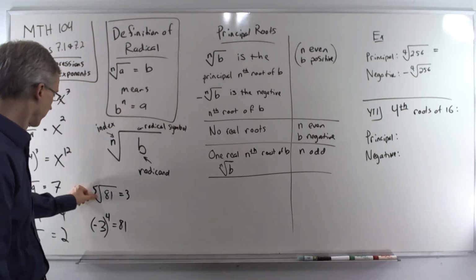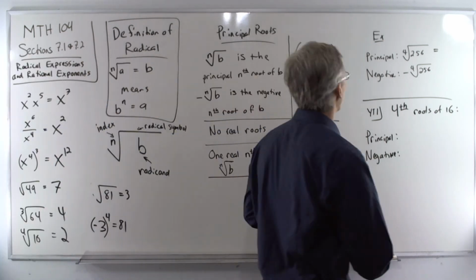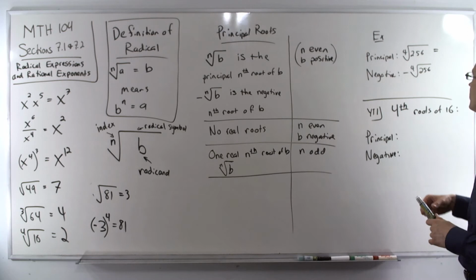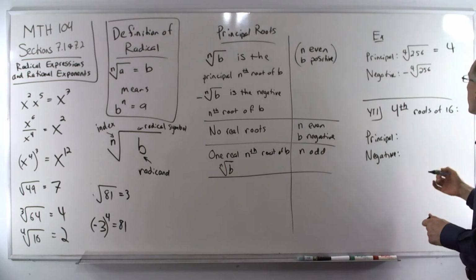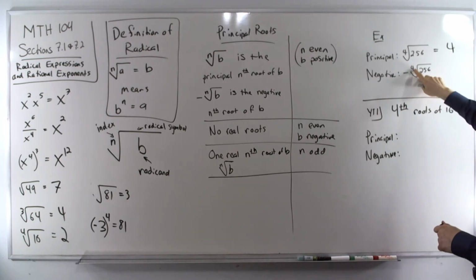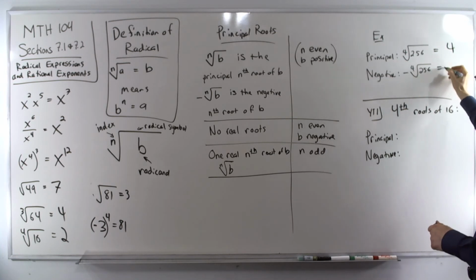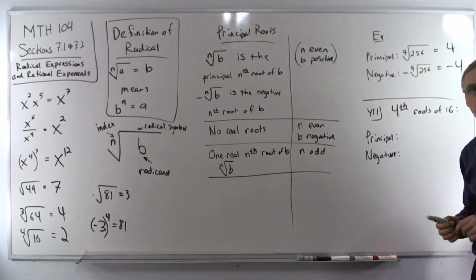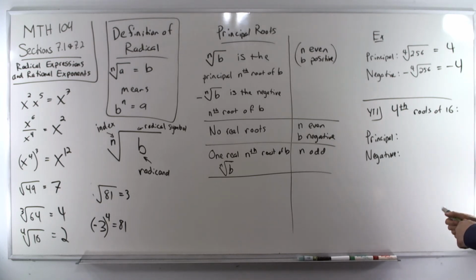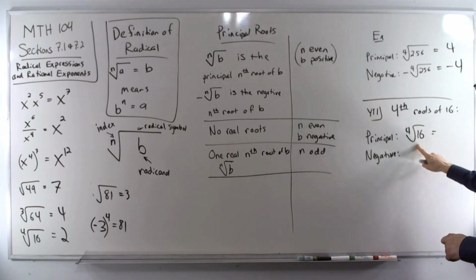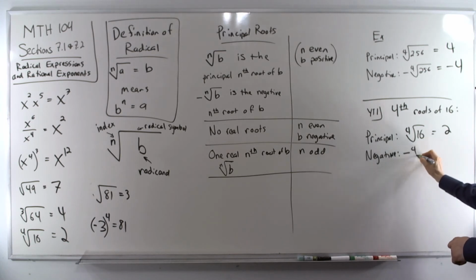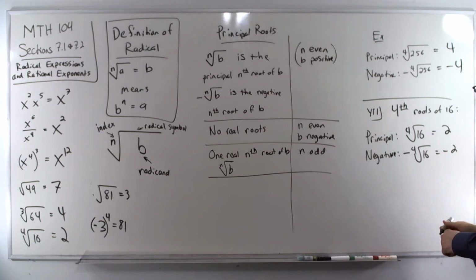Let's take a look at an example over here. We want to find the principal fourth root of 256. We find the fourth root of 256, and the positive version is 4. If we want the negative version, we take that fourth root of 256, get 4, and multiply it by negative 1. So there is negative 4. Now, your turn: find the fourth roots of 16, both the principal and the negative. The principal fourth root of 16, the positive version, gives us 2. And then the negative, we put a negative out front, and get negative 2.